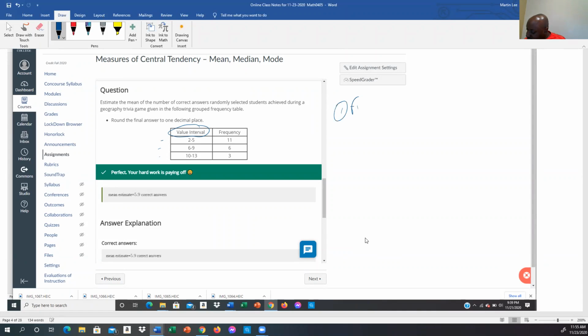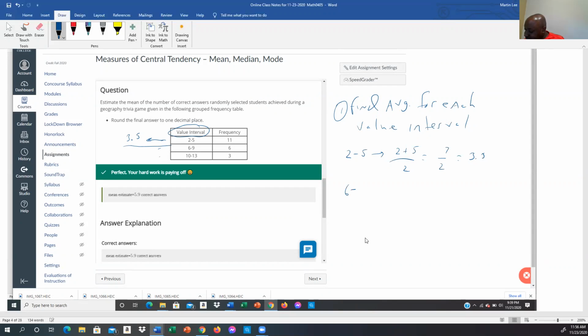So on average for each value interval. For the interval 2 to 5, to find that average, 2 plus 5 divided by 2 gives me 7 divided by 2, which equals 3.5. So I'm going to put 3.5 right here.